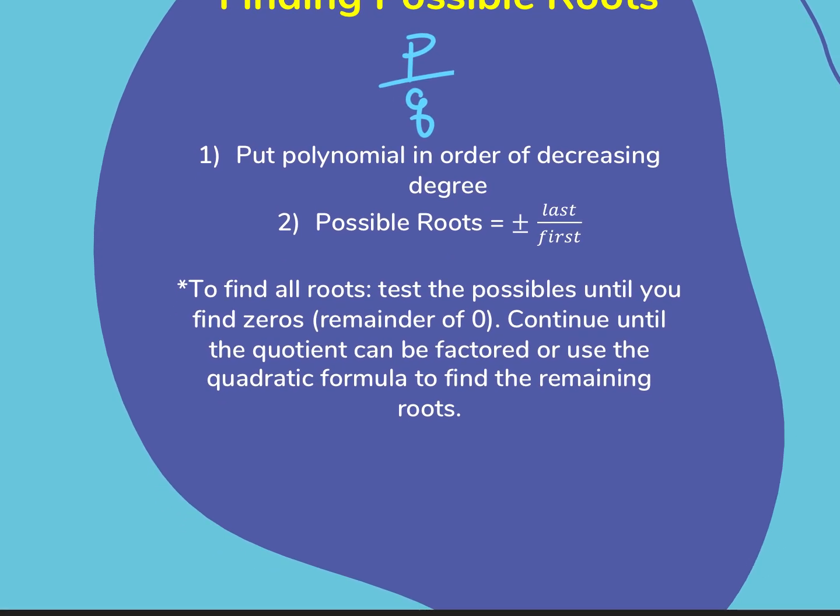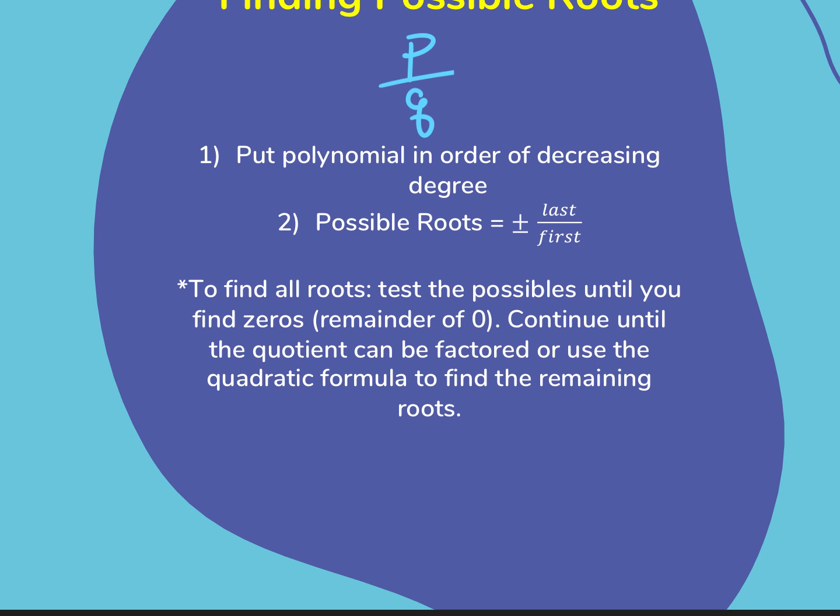There's going to be some questions on WebAssign today that says find all the possible roots, where all you have to do is just list what it could be. There is no plus or minus button on WebAssign, so you have to write +1/2, -1/2, +6, -6, whatever. But the first thing you do is put the polynomial in order of descending degree. What does that mean? Descending degree. Highest to lowest, thank you, exponents.